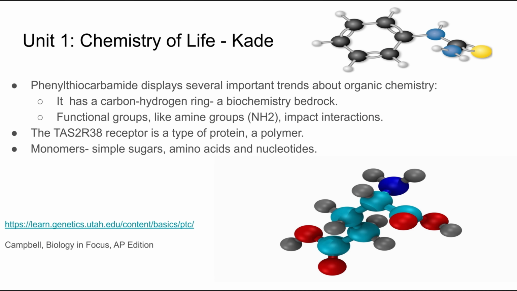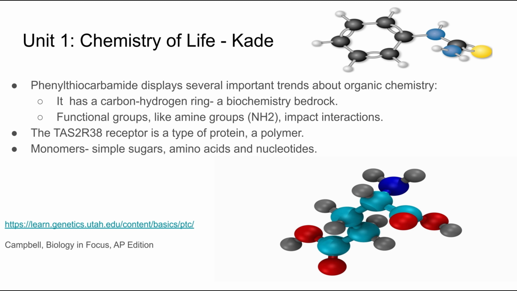While phenylthiocarbamide is not an actual macromolecule in and of itself, we can learn several important traits about organic chemistry just by observing its chemical properties. First, you can see a carbon-hydrogen ring involved. This is very common in biochemistry, as that's the very definition of an organic molecule. In addition, functional groups play a major role in defining the chemical properties of a molecule. And here, you can see in the top right that PTC has an amine group, or NH2.